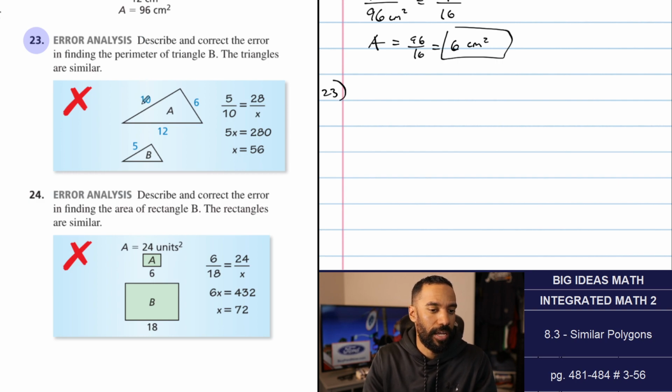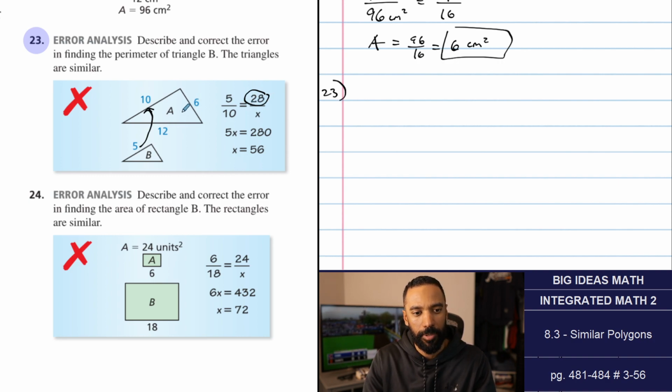The perimeter. 5 over 10 equals 28 over x. Okay, 28 seems to probably represent the perimeter of this guy right here. 10 plus 6 plus 12 is 28. So the problem is they went from triangle A to triangle B here, even though here they went from B to A.